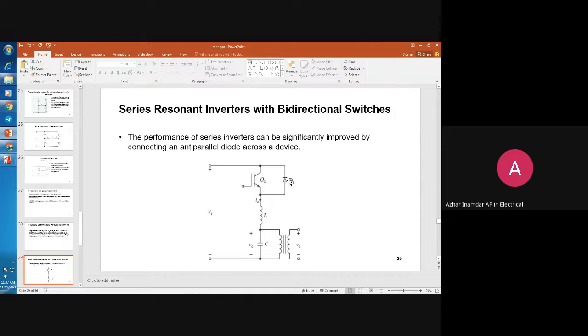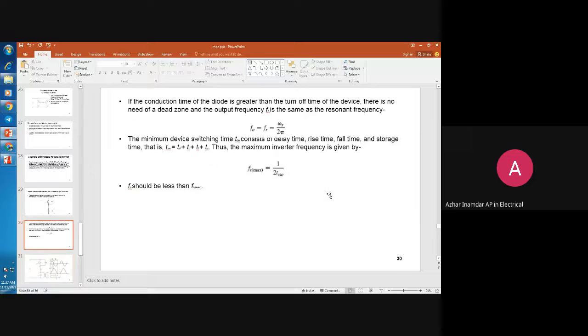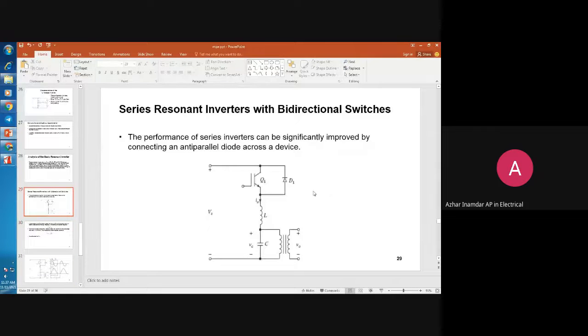So the waveform for the load current and the conduction intervals, we can see here. This is the circuit diagram and this is the waveform. Before going to the operation of the waveform, we need to look at the performance.